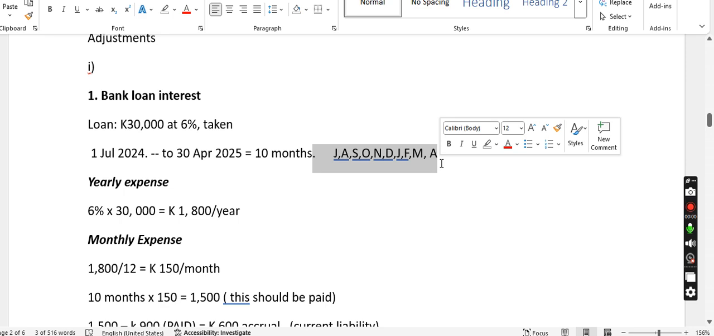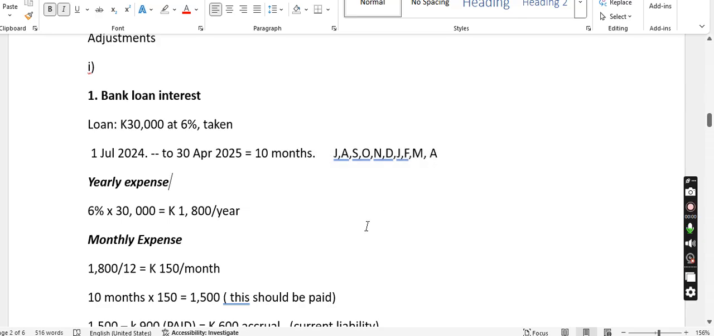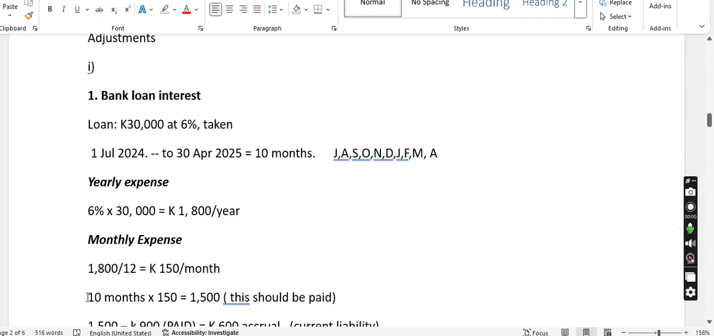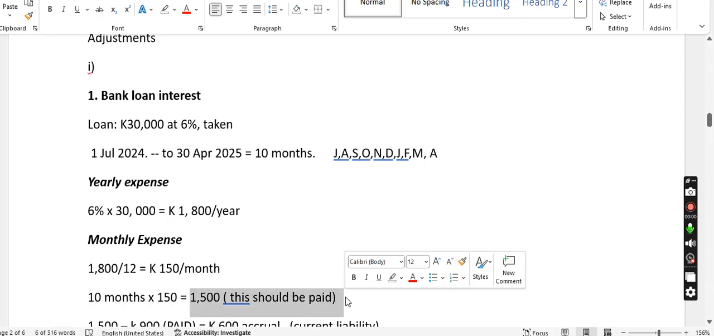Okay? So that's the interest we need to pay for that year for 10 months. Since we got the loan in July, we need to pay interest for 10 months. Okay? So since the monthly charge is 150 kwacha per month, we're going to multiply 10 months times 150 kwacha. This is 1,500. Okay? This is how much interest we have to pay for these 10 months. From the time we got the loan till the time the year ends, we're supposed to pay 1,500.